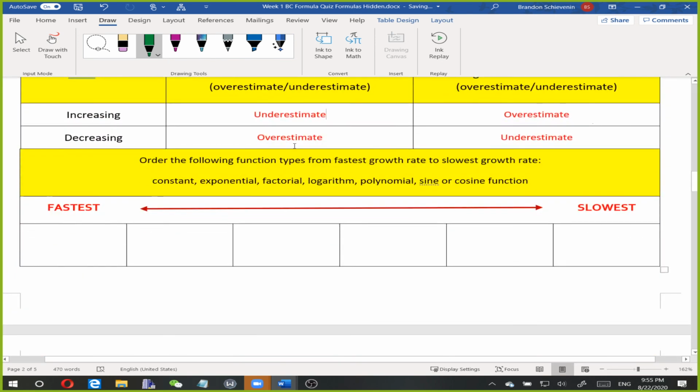Oh, okay, and Niles just joined us, so I'm going to throw him in for this last one. I want you to order the following function types from the fastest growth rate to the slowest growth rate. So which of these, constant, exponential, factorial, logarithm, polynomial, sine, or cosine, will grow the fastest?